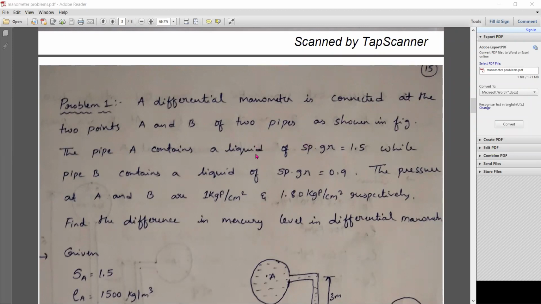So the pipe A contains a liquid of specific gravity 1.5. For the first pipe A, he has given the S1 value, or SA if you take, because he said A and B points. So SA equal to 1.5. What is the unit of specific gravity? No units, since it is a ratio of density to density. Specific gravity of A is given, SA equals 1.5, while for pipe B the specific gravity is 0.9. So SB is 0.9.